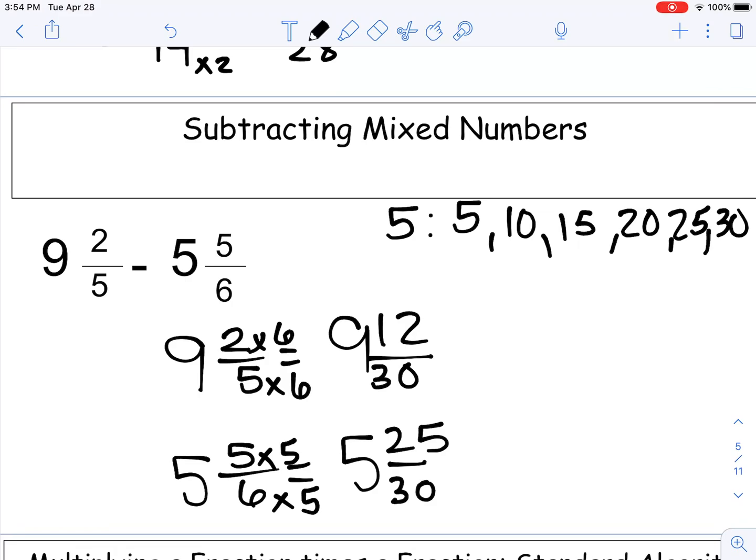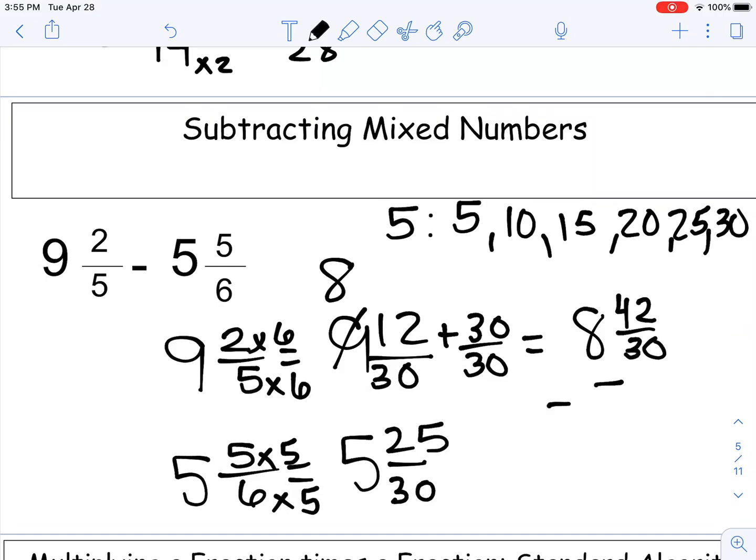Alright, subtraction. 12 minus 25. We're not in 6th grade math just yet, gentlemen, so we're not getting into negatives. But we do know how to do this. We're going to take a whole and regroup it as 30 over 30. So our new mixed number is going to be 8 and 42 30ths, minus 5 and 25 30ths.